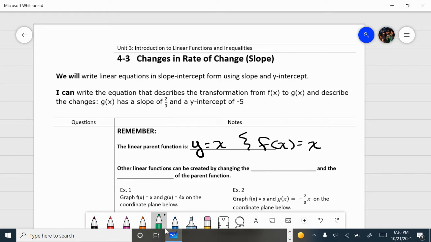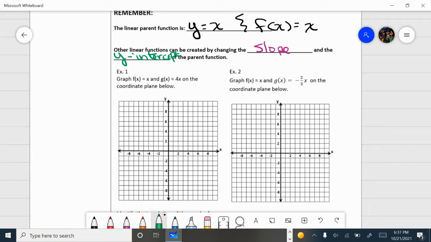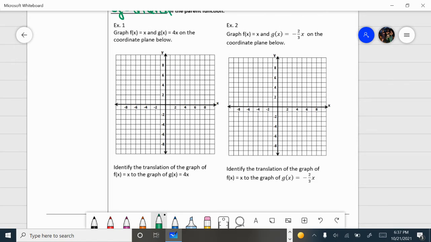If we want to create other linear functions, we could do that by changing the slope or the y-intercept. Now in a previous video, we changed the y-intercept of the parent function and found that it will move the line up or down depending on whether that y-intercept is positive or negative. So today we're going to look at changing the slope and how that affects our graph.